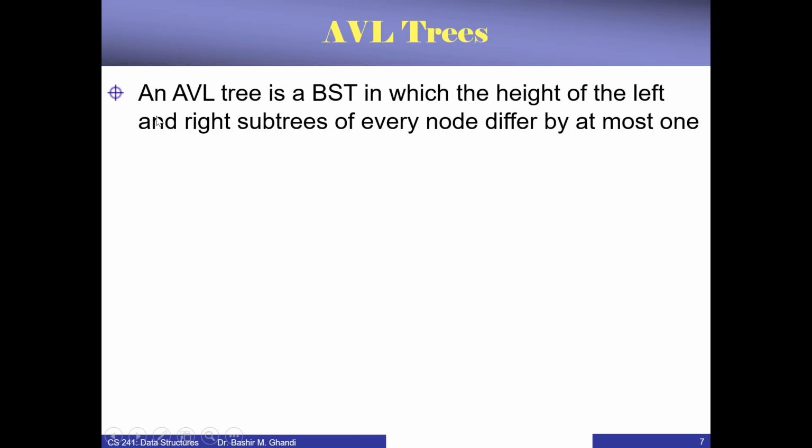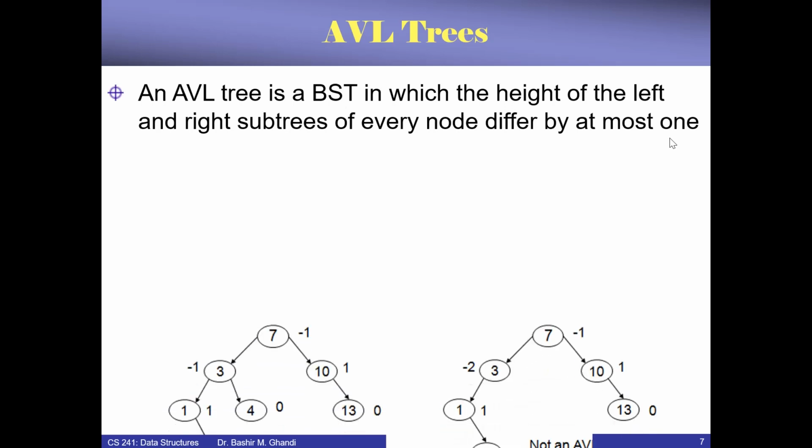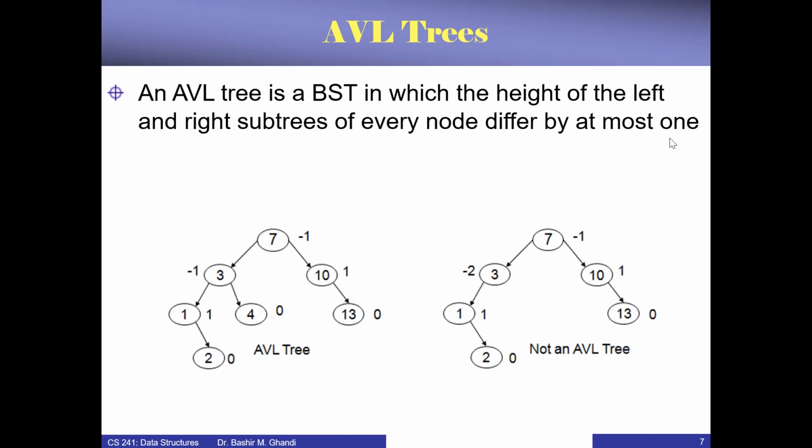So what does it mean? Here is the definition. An AVL tree is a BST in which the heights of the left and the right subtrees differ by at most 1. And this is essentially the definition of a balanced tree. So an AVL tree is a balanced tree. This is an example, or two examples, one of a balanced tree and one of a non-AVL tree.